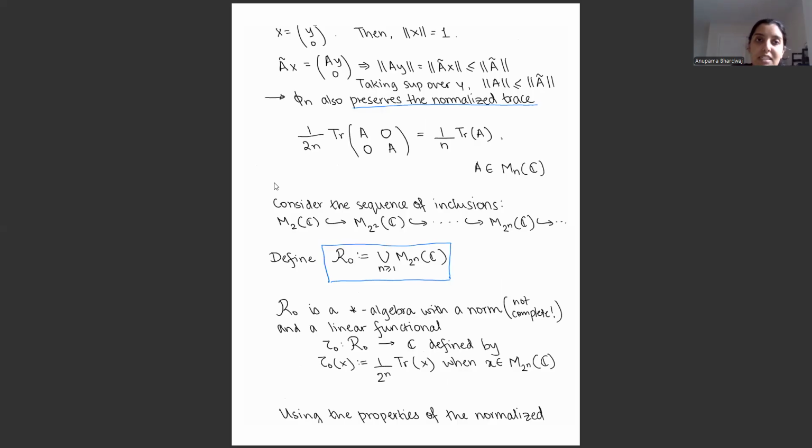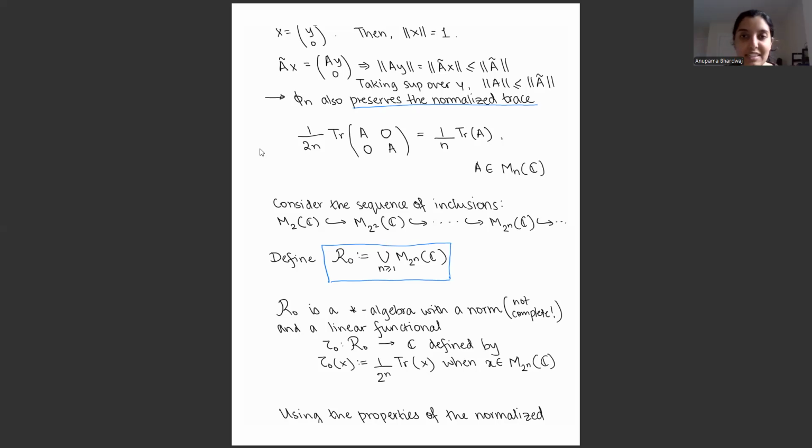And then we define your vector x to be y and 0, where for the first n entries you have y, and then the next n entries you have 0. So then a tilde x is going to be ay and then 0. And then the norm of ay is equal to the norm of a tilde x, which is less than or equal to the norm of a tilde. Taking the supremum over all these y's, which have norm equal to 1, you get that the norm of a is less than or equal to the norm of a tilde.